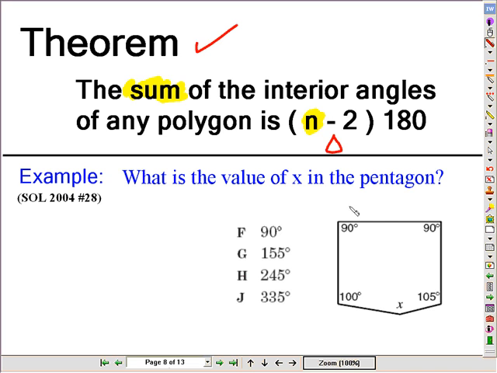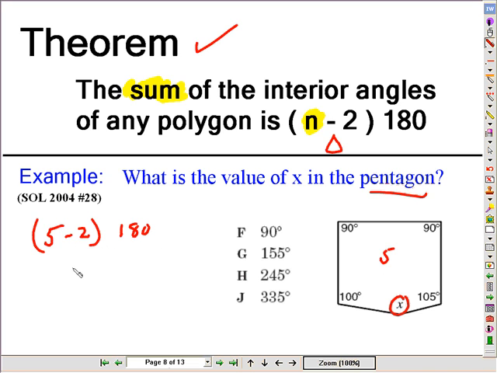Here's an example of the use of that theorem. How big is this angle here? Well, I have 5 angles. It's a pentagon. If I knew what all 5 added up to, I could determine this last number. So it's the sum of the interior angles of that pentagon, and then I can figure what's left.